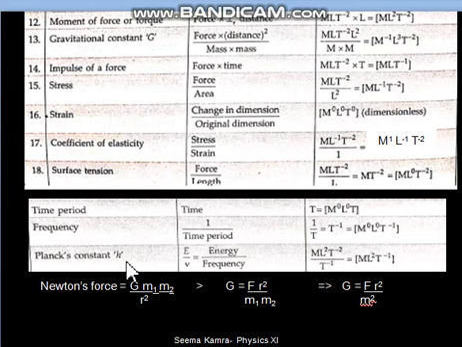Next is a new constant for you, that is Planck's constant h. The h formula you have to remember as energy upon frequency. This is obtained from one very famous relation of Planck, that is E equal to h nu. So this nu symbol is for frequency. So that's why if energy is replaced as M1 L2 T minus 2, and frequency is T minus 1, this is the answer.